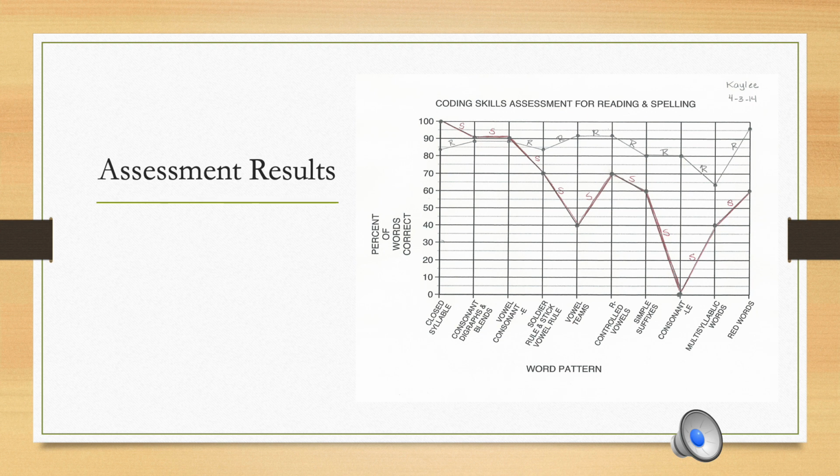Shown on this slide is Kaylee's final graph. You can see that her biggest areas of difficulty were vowel teams, words that contain consonant LE, and multisyllabic words. The graph makes it easy to visually pinpoint areas of need and to monitor her progress.